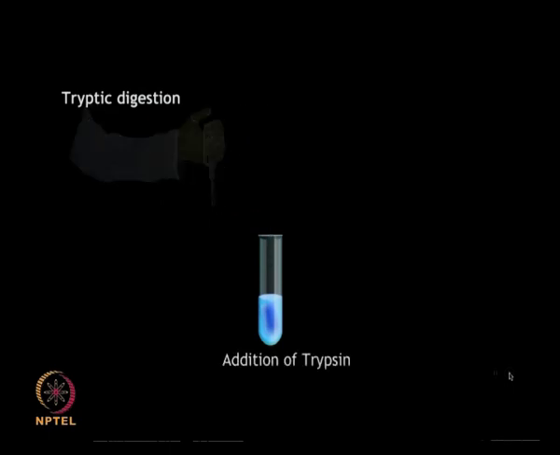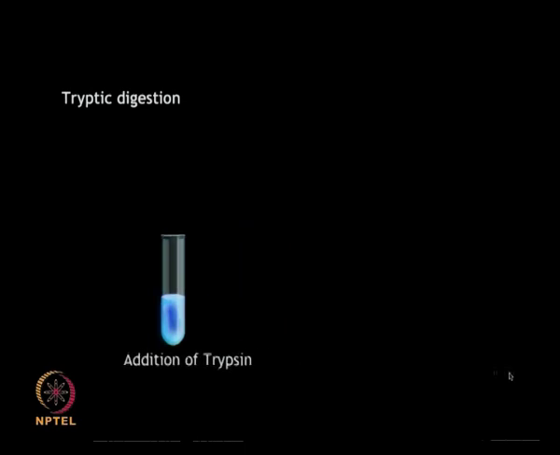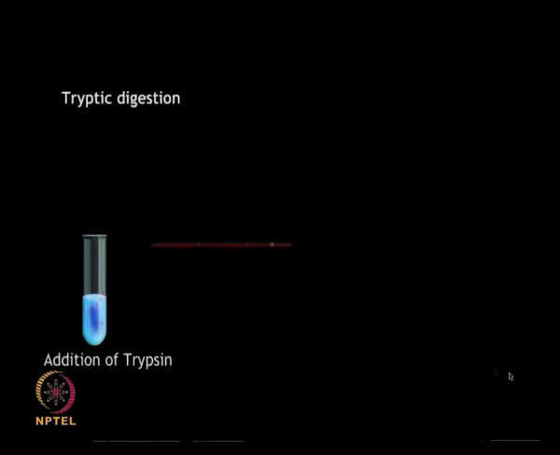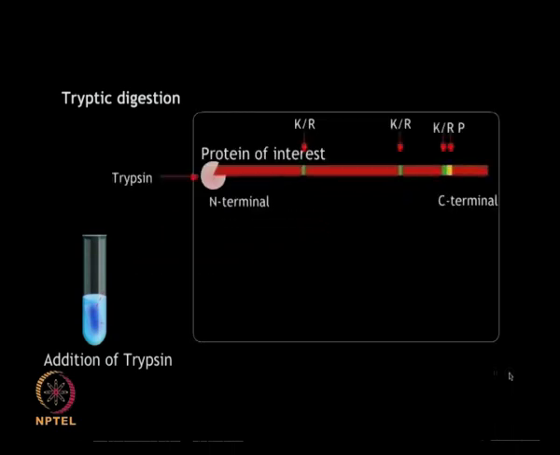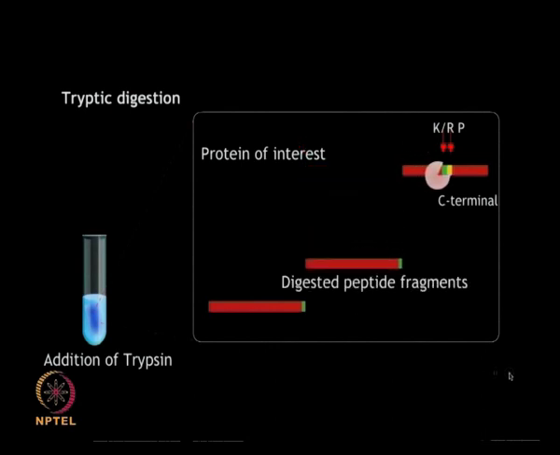After cleavage of the disulfide bonds, the protein is treated with a proteolytic enzyme. The most commonly used enzyme is trypsin. Trypsin cleaves the protein at specific residues, arginine and lysine, and generates smaller peptide fragments. This tryptic digest is used for further purification and analysis.